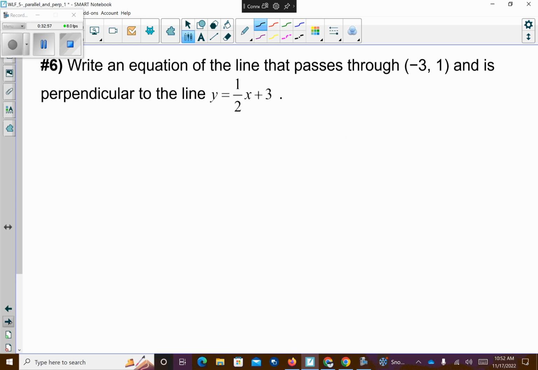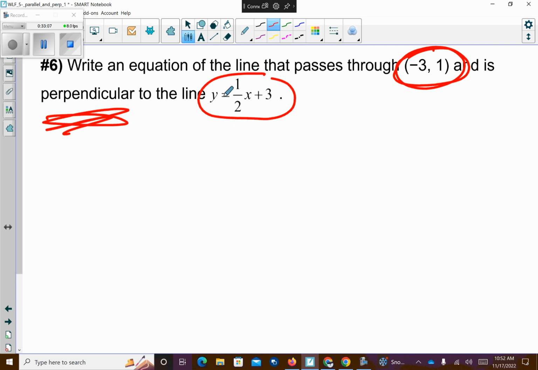All right. Write an equation that passes through this point and is perpendicular, okay, to this equation. So what's the slope of this equation right now? 1/2. Good. Yes. Appreciate that.